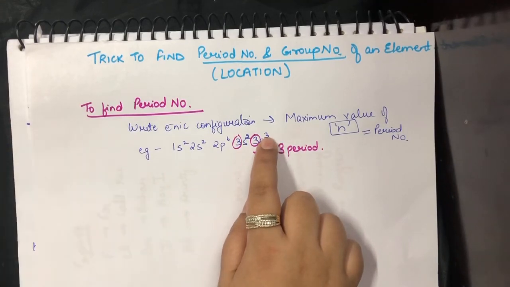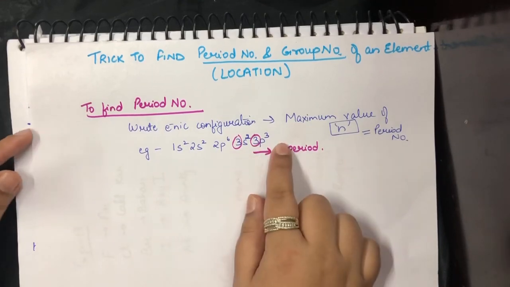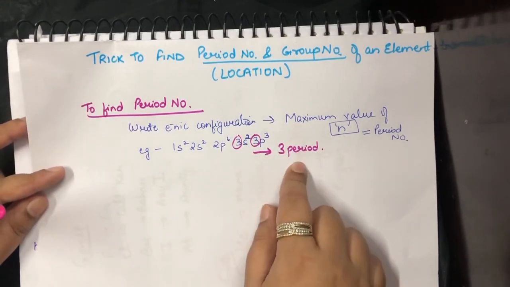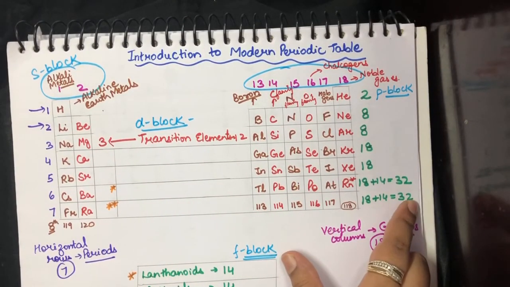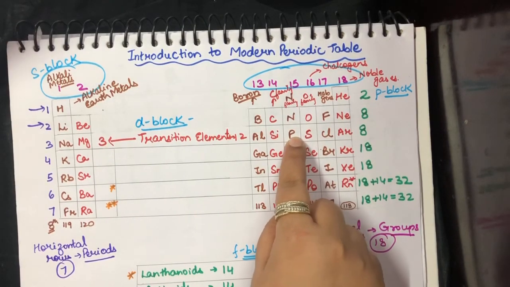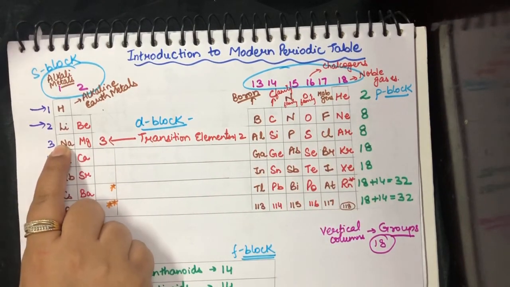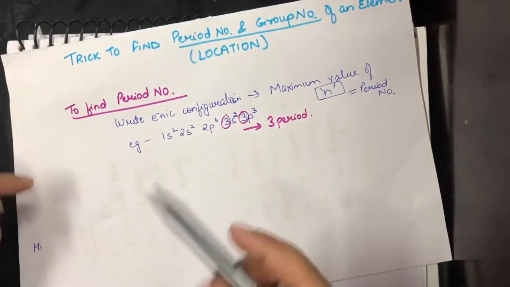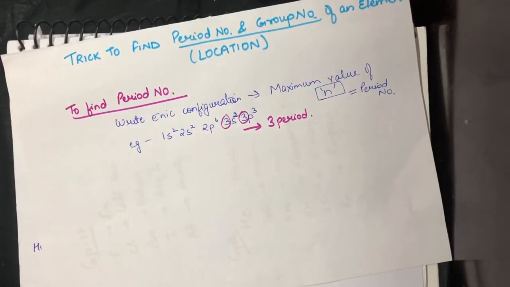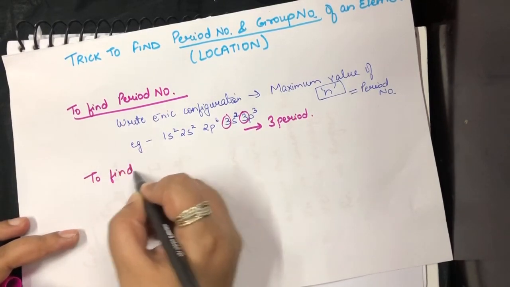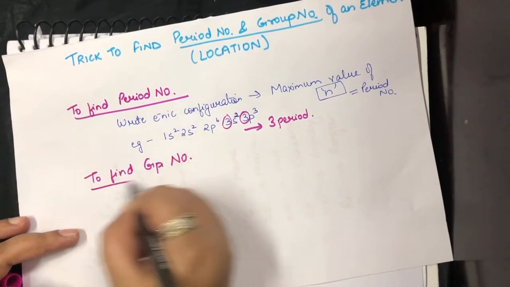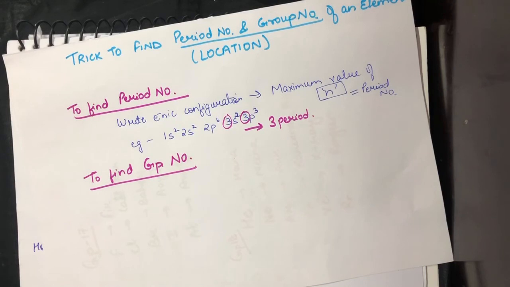We have all read all the elements till 20 at least. So 15 is phosphorus, and if I just want to confirm that phosphorus belongs to period 3 or not. So if I check here, where is my phosphorus present? Phosphorus is here, right? And if I see, this is period 3. So yes, my trick works. So you can verify your answer with few of the examples, and then you can learn the trick. Now to find the group number. Now you have already learned how to find the period number of a particular element. Now let's learn how to do it for group number.